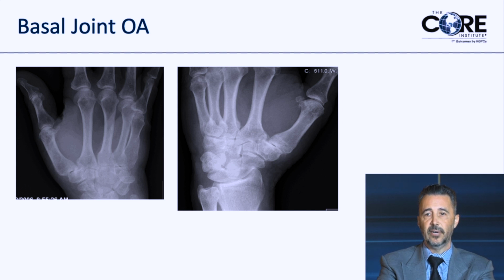This is a pretty common x-ray I see. This is not a really bad x-ray of arthritis, but certainly a pretty common early beginning arthritis at the base of the thumb right there.